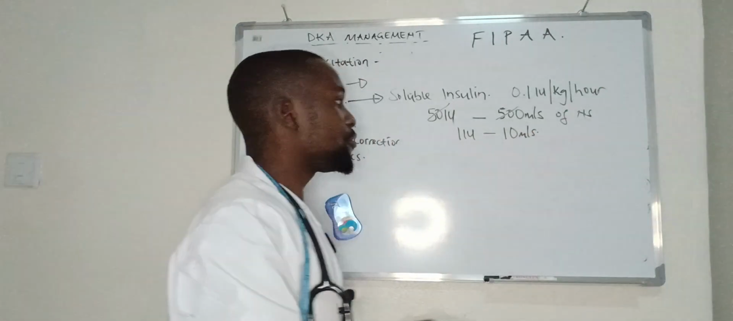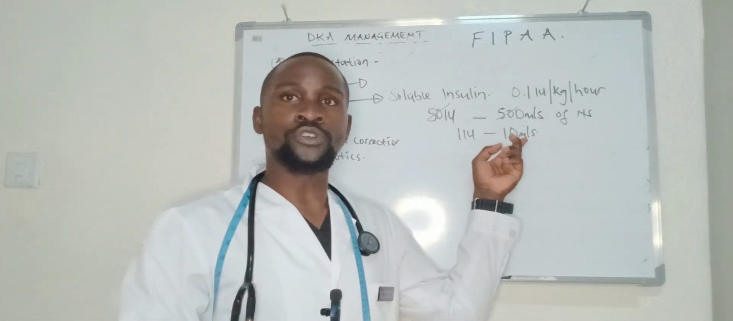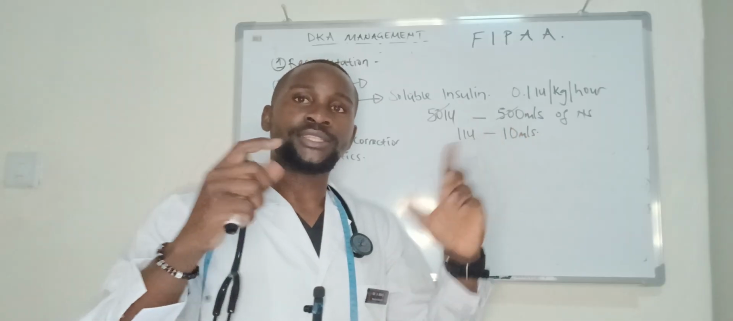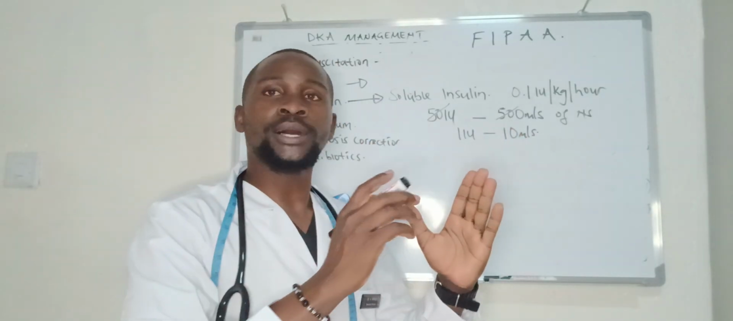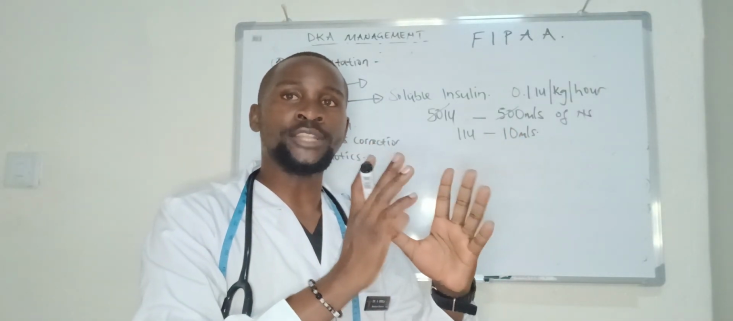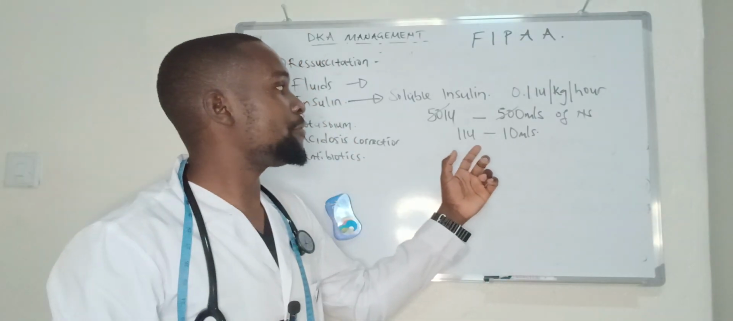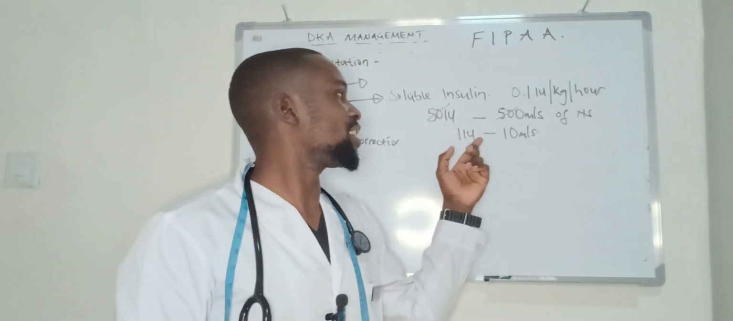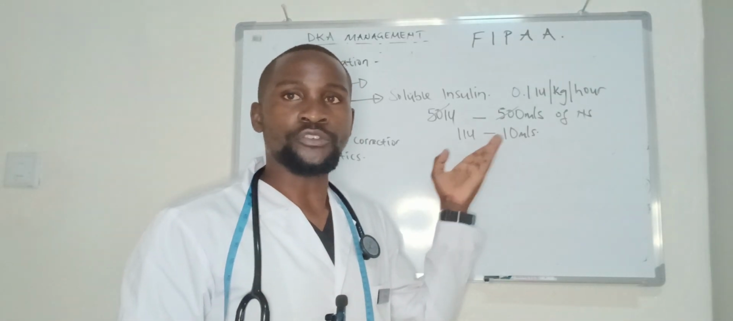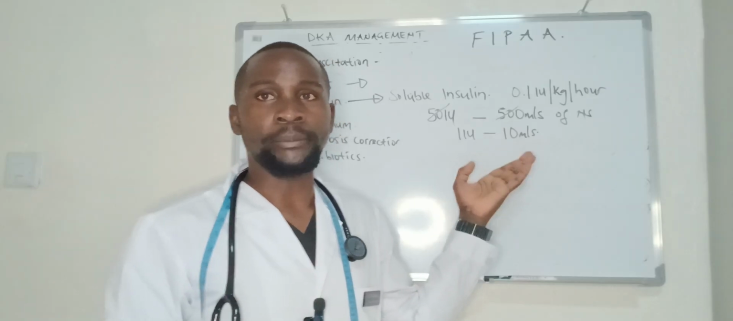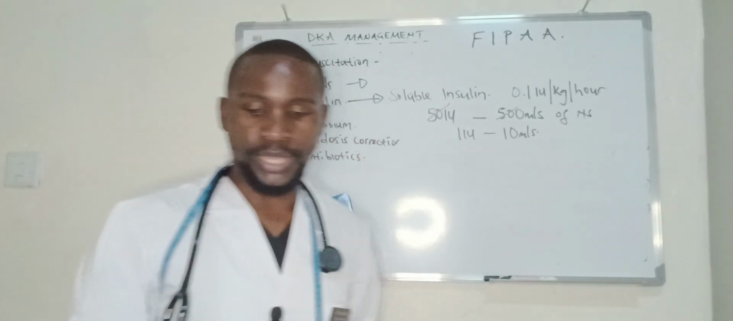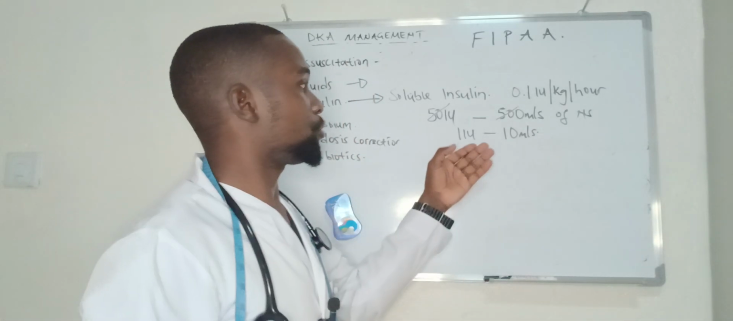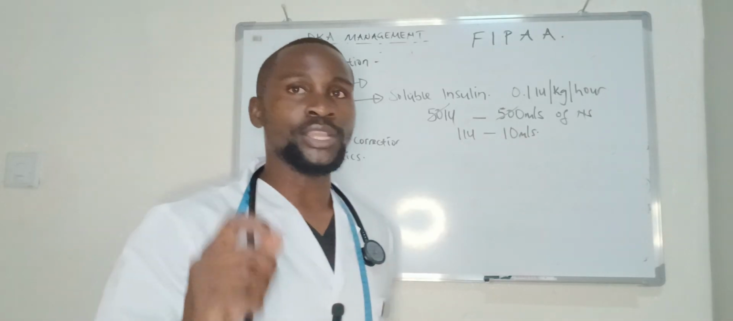So for every 10 mils that you withdraw from that giving set, from the 500 mils fluid that's mixed with insulin, there's 1 international unit of insulin. So we've made an equation. Keep this equation in mind. The next thing you are going to do after this is calculate the dosage.